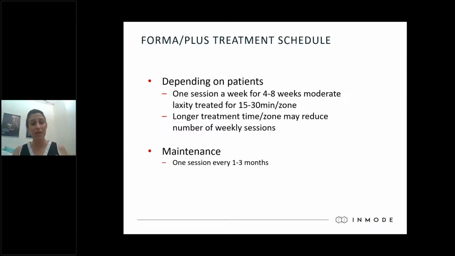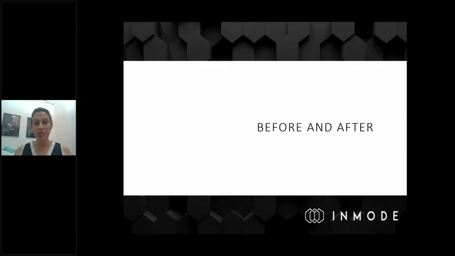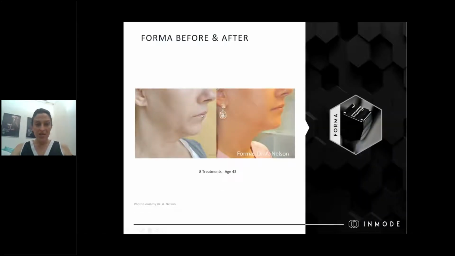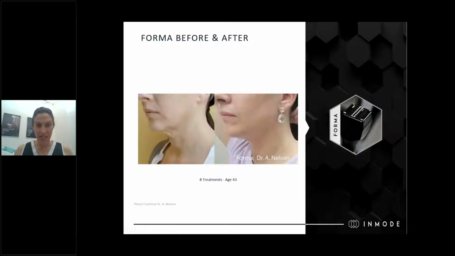Okay, so an older patient that arrived too late might need higher maintenance. A young patient that came in for just a little bit of sagging that she's not happy with, after 6 sessions we might be able to see her just once every 3 months. And now a little bit of before and after pictures. So here you see very, very nice results on the neck area.